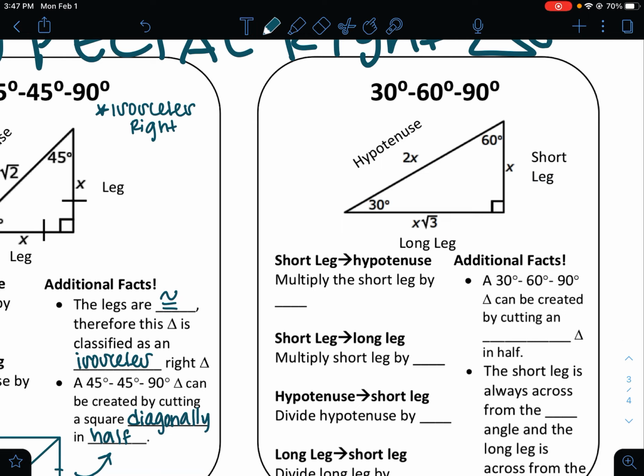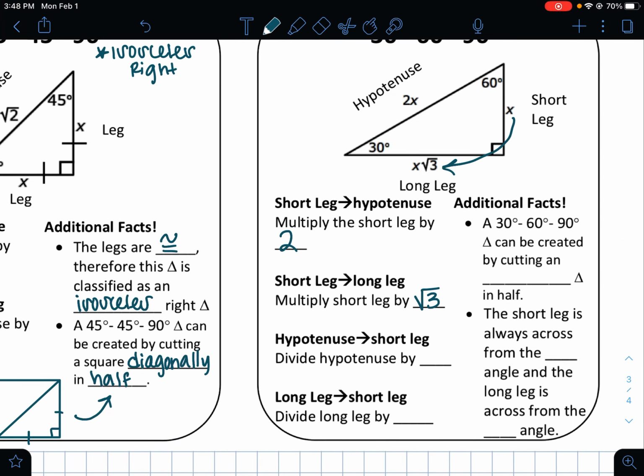So if you know the length of the short leg and you have to figure out the length of the hypotenuse, you're going to multiply the short leg by 2. You can see when we're going from x to 2x, you just multiply by 2. Then if you know the short leg but you need to figure out the long leg, this time you're going to multiply by the square root of 3. Take x, or whatever the short leg's length is, and multiply by the square root of 3. If you start with the hypotenuse and you need to figure out the short leg, you're kind of going backwards, so we're going to divide by 2. And if you know the long leg and you need to figure out the short leg, you divide by the square root of 3.